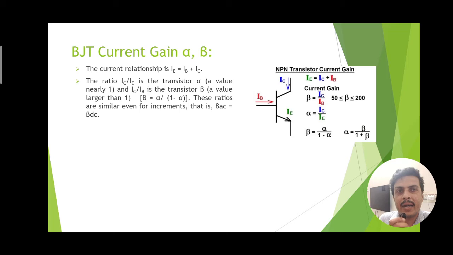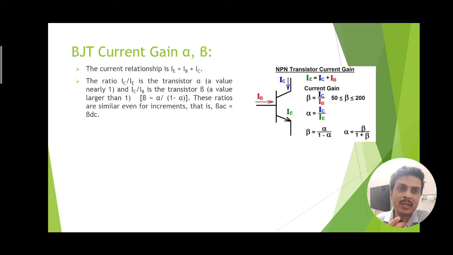The BJT, or bipolar junction transistor, has current gains of two types. One is alpha, another is beta. To discuss this part of the slide, we should have a common knowledge regarding the nodal current equation of this transistor. That means there are three branch currents: one is the base current, another is the collector current, and the emitter current.